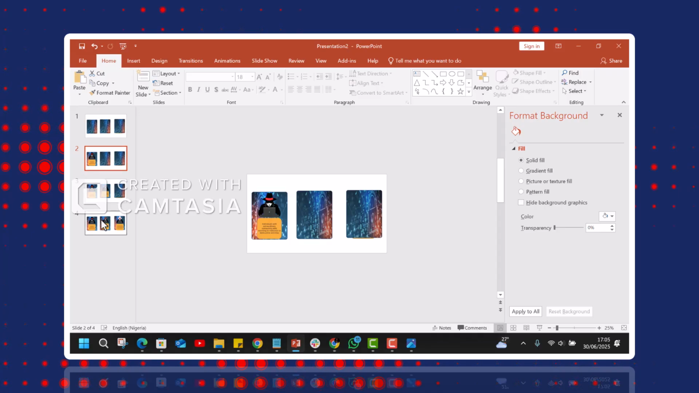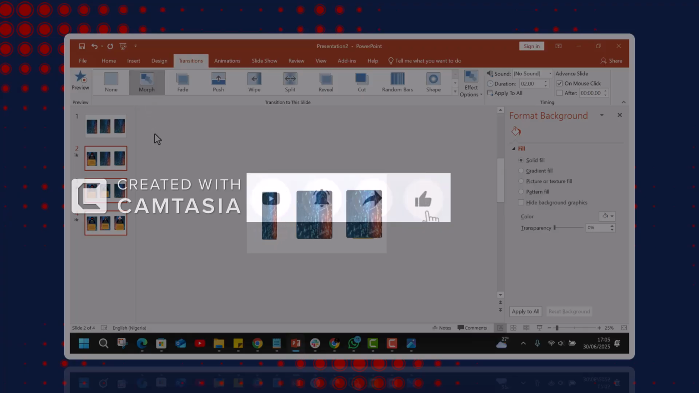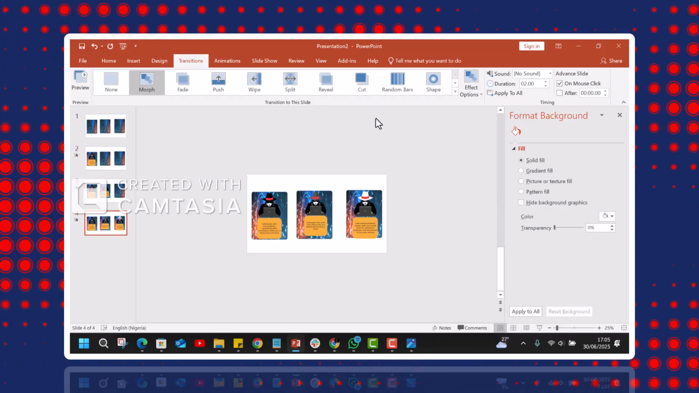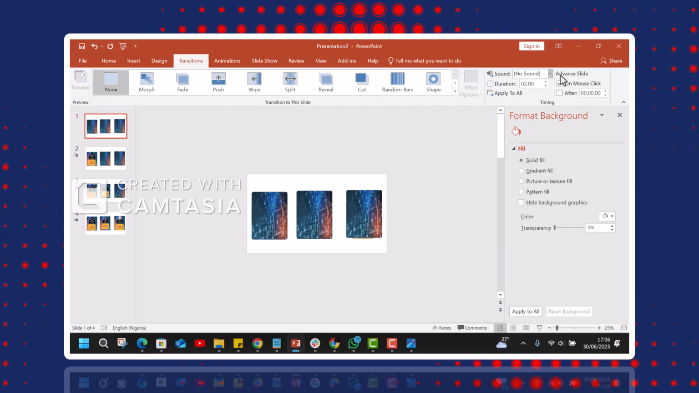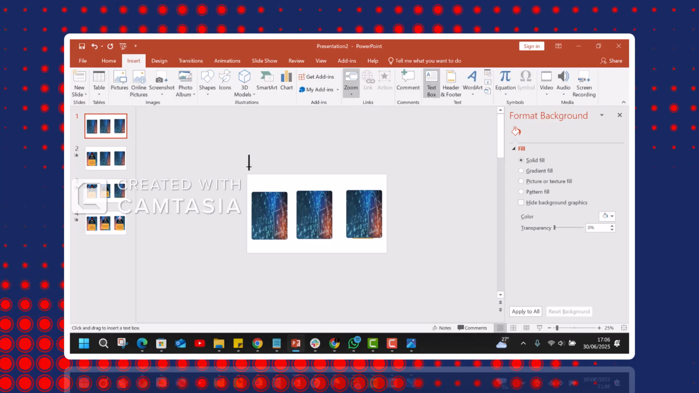So for this, I selected the slides and I inserted a transition, a wonderful transition, the morph transition.